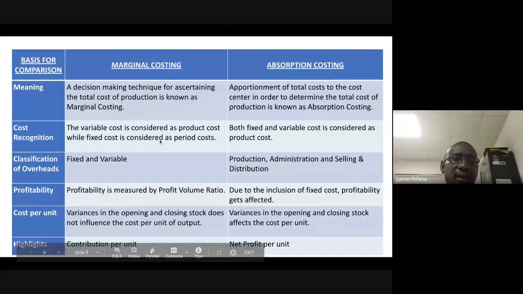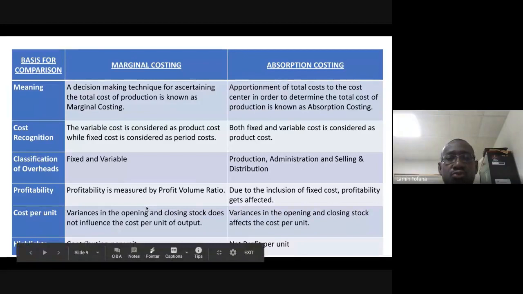As for the cost per unit, in marginal costing, variances in the opening and closing stocks do not influence the cost per unit of an output. In absorption costing, variances in the opening and closing stock affect the cost per unit. We've seen in management accounting how you reconcile the opening and closing stock when you're using either of the techniques. So these are some of the differences. I think we have already discussed them.